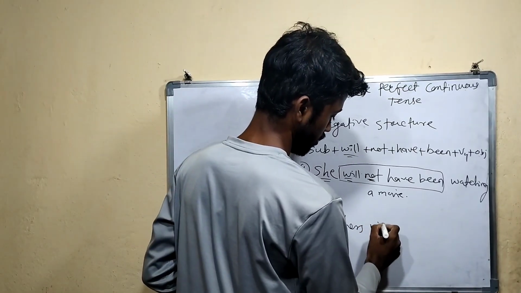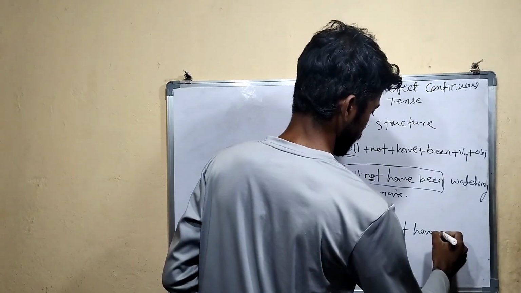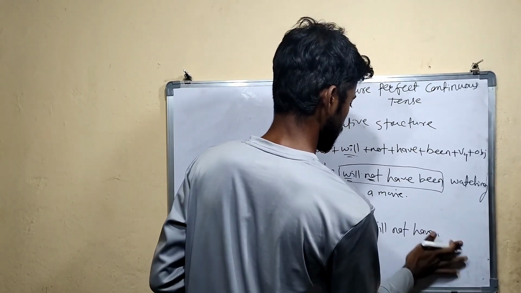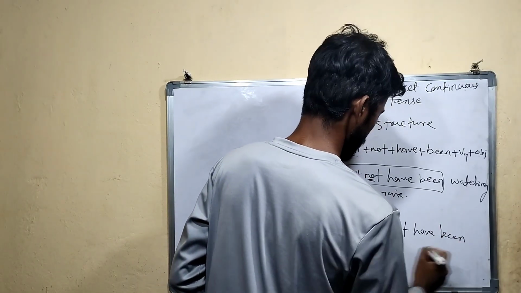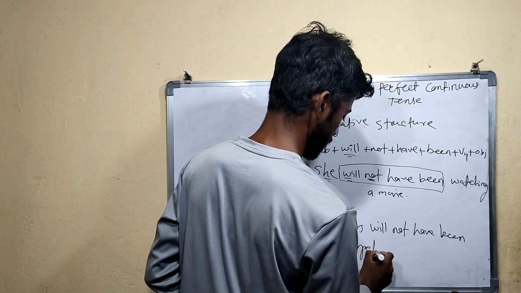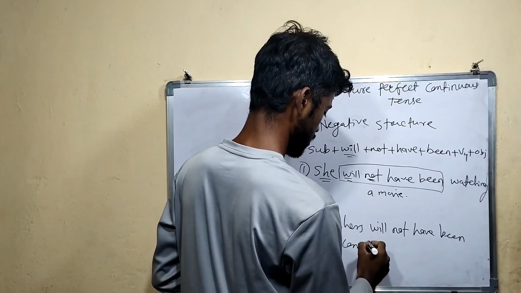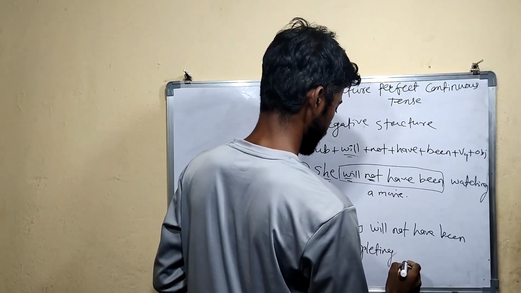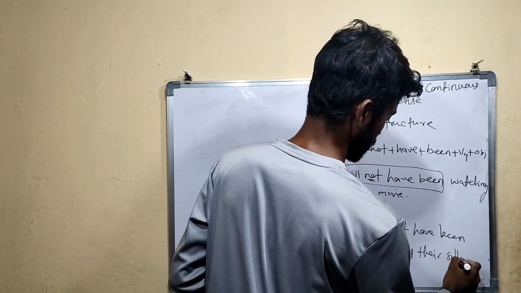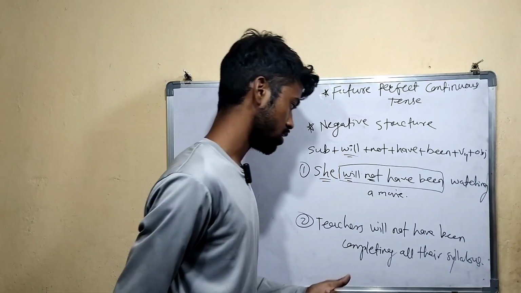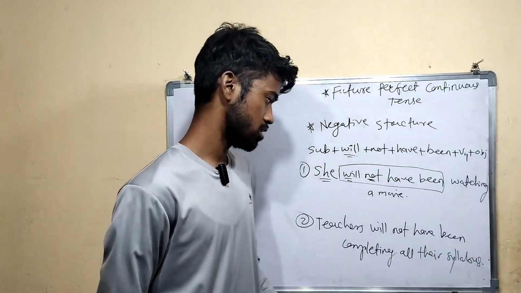Teachers will not have completed, will not have been. This is not only perfectness, right? It is perfect continuousness. Will not have been completing all their syllabus. So what is the example here? Teachers will not have been completing all their syllabus.